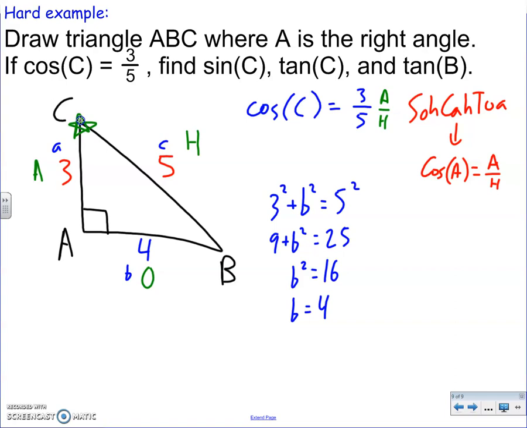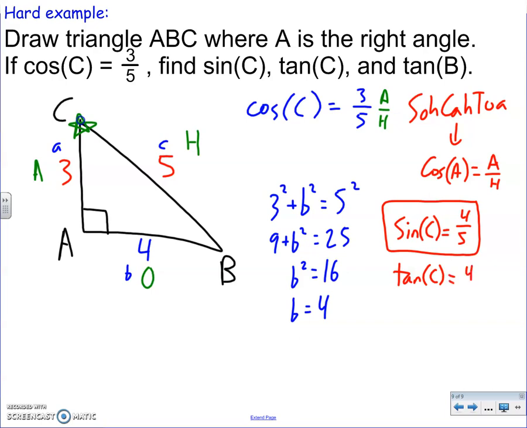The question says, find the sine of C. So sine of C equals O over H. Is our reference angle at C? Yes. O is going to be 4, H is going to be 5. So there's the first answer. Next, let's find tangent of C. If you use SOHCAHTOA, T equals O over A. Our reference angle is C, good. We label H, A, O. O is 4, A is 3. So tangent of C equals 4 over 3. So that's our next answer.